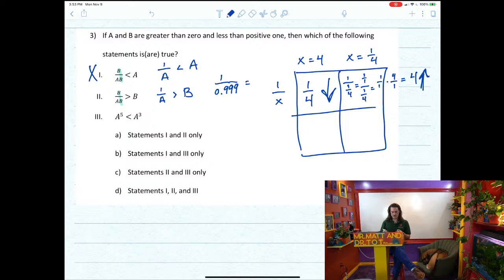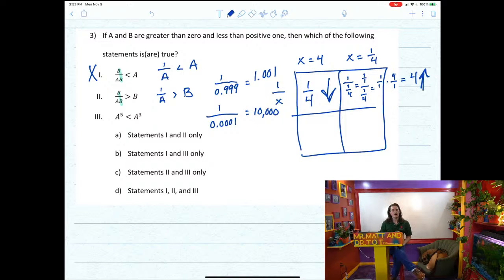Notice that 1 divided by 0.99 is going to be 1.001. Right over the edge of 1. Notice that 1 divided by 0.001, a very, very small number, is going to be very, very large. That's going to be 10,000. So you can see the relationship there.